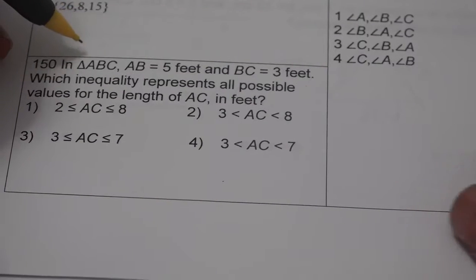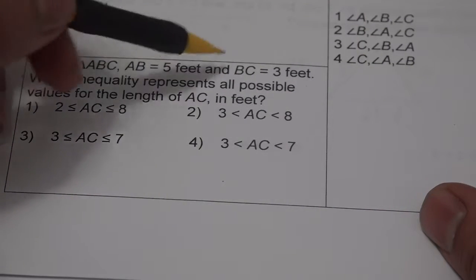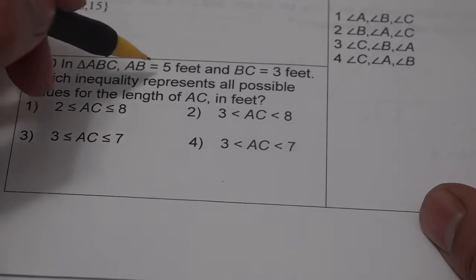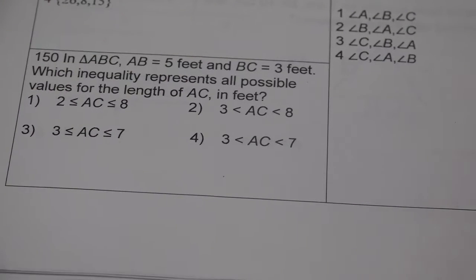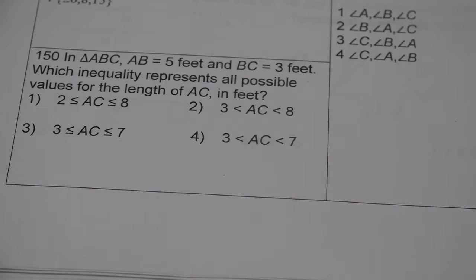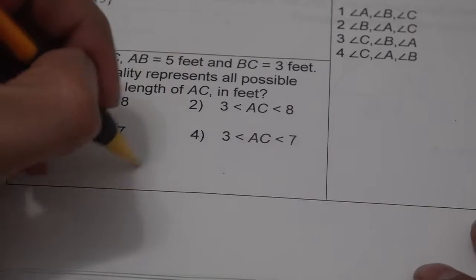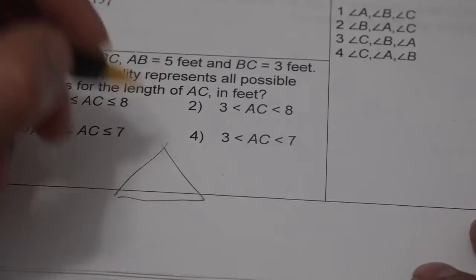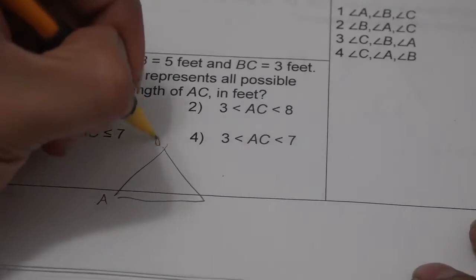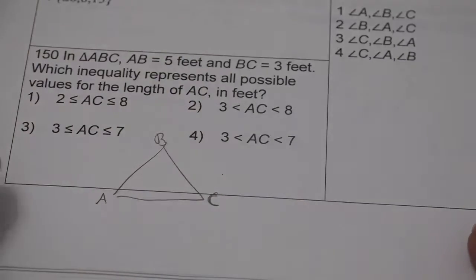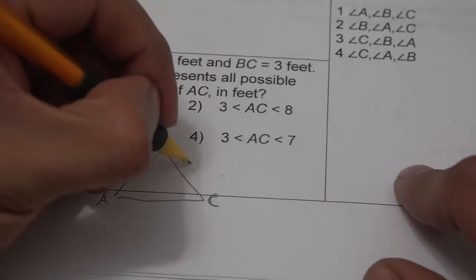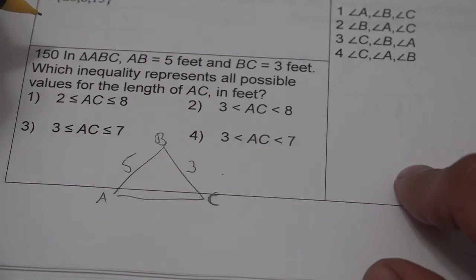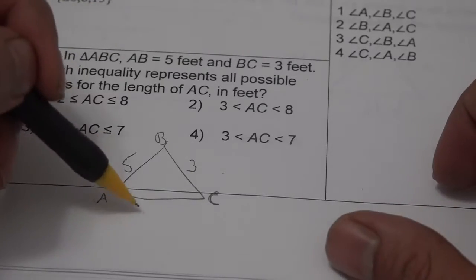Okay, in triangle ABC, AB is 5 feet, BC is 3. Which inequality represents all possible values for the length of AC? I don't know. Let's see. I have a triangle, right? A, B, and C. AB is 5. BC is 3. So now which could be the length of AC?